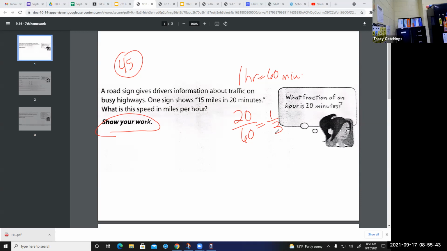And then I did 15 divided by 1/3. All right, so we have miles per hour, so that's 15 over 1/3, or in other words, 15 divided by 1/3, because they said miles per hour. The first thing you should have recognized, like Paige, is that they gave us minutes, but they wanted our answer in hours. So that's why she figured out that 20 minutes is 1/3 of an hour. Then she went on and divided.